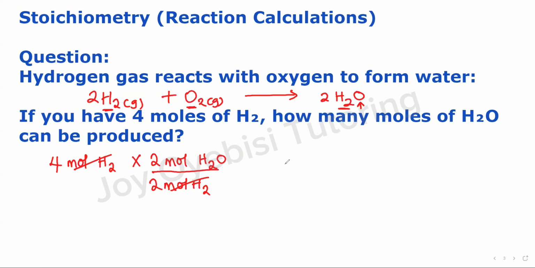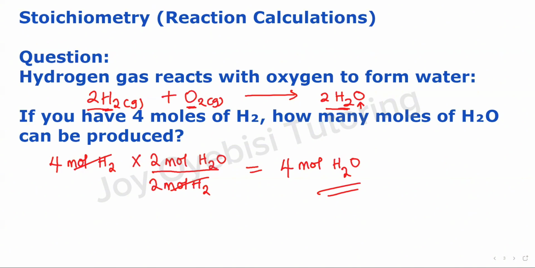So our final answer will still be 4 moles of H2O. And the reason this is like this is because the ratios are the same. So you have 2:2, which is the same as 1:1. So whatever hydrogen you have in moles is going to be the same moles for water because they are equal. Okay.